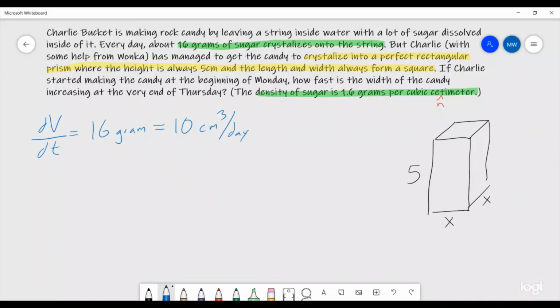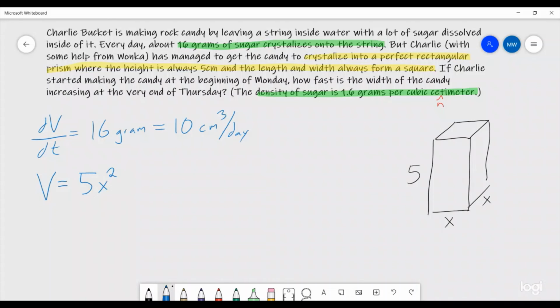So let's try and connect this to what we know. Because we know that this is going to be a representation of the volume. So we know that the volume of the sugar is going to be 5 times x times x. So the volume is 5x squared.